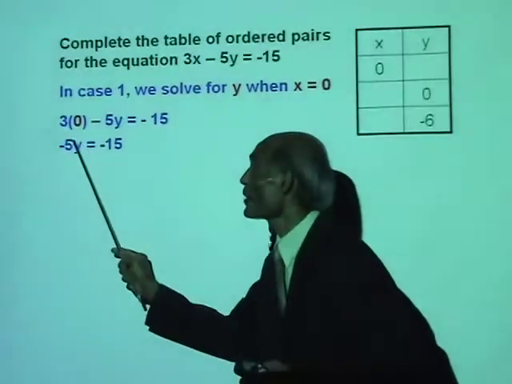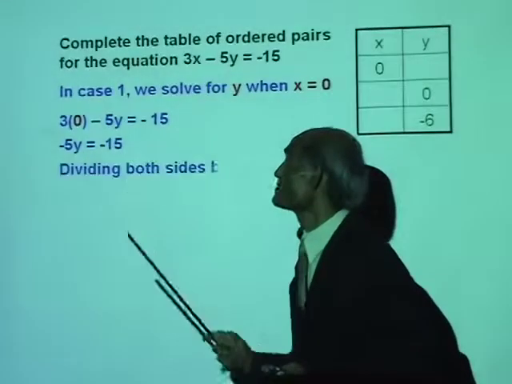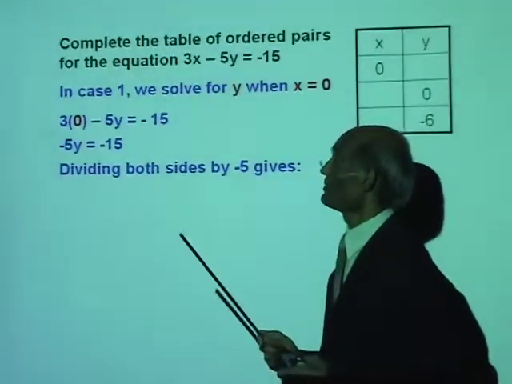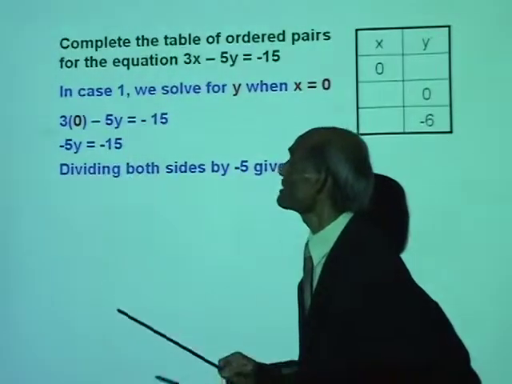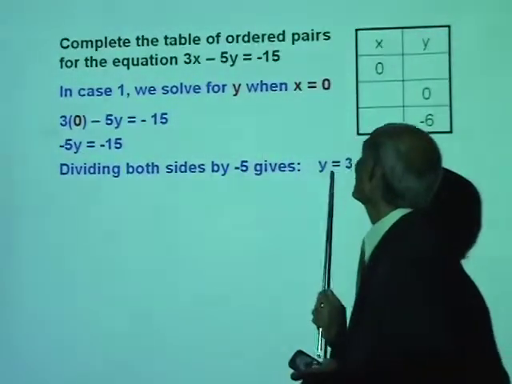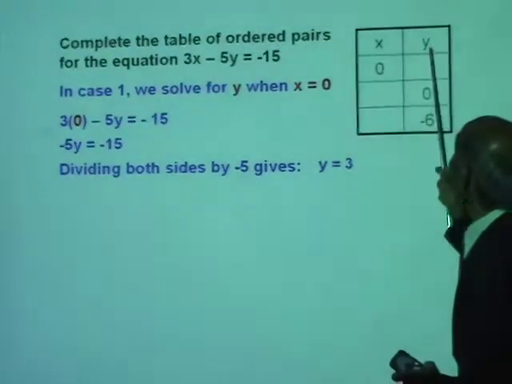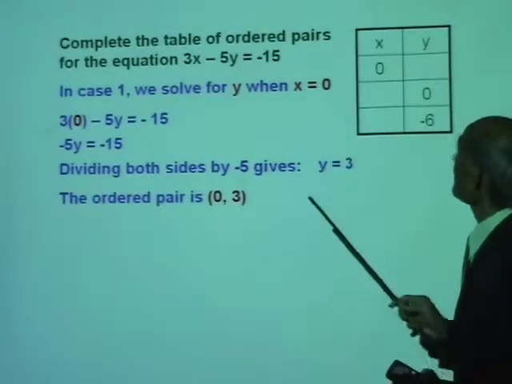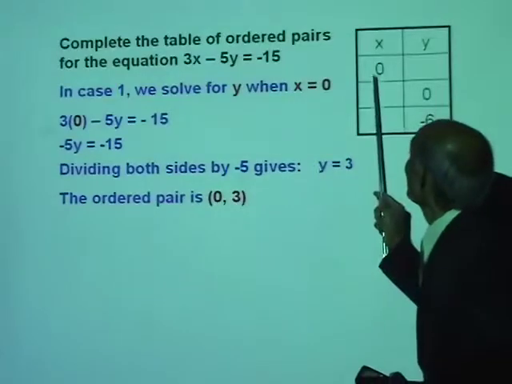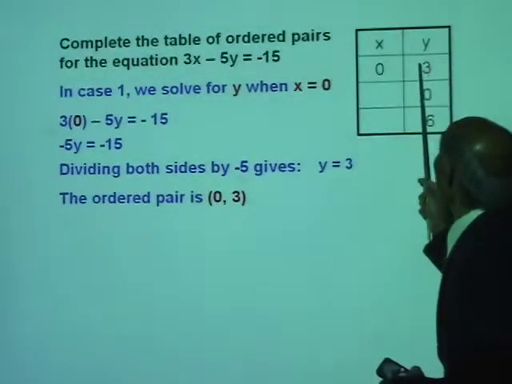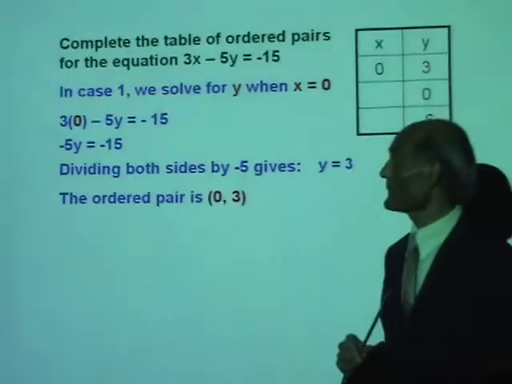What do you do to solve for y there? You know what to do. Divide both sides by negative 5. What does that give you? If you divide both sides by negative 5, you get y equal to positive 3. So, when x equal to 0, y equal to positive 3, or the ordered pair is (0, 3). When x equal to 0, y equal to 3. I hope you understood that.